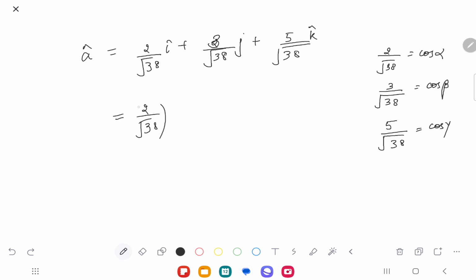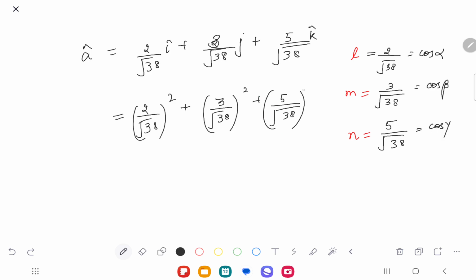So if I square and add them, and these terms are also denoted by the symbols L, M, and N, it is going to be 2 over root 38 whole square plus 3 over root 38 whole square plus 5 over root 38 whole square. Are you understanding? And just add them up, it is going to become 4 over 38 plus 9 over 38 plus 25 over 38. So what am I doing? Basically, I'm trying to find out L square plus M square plus N square.